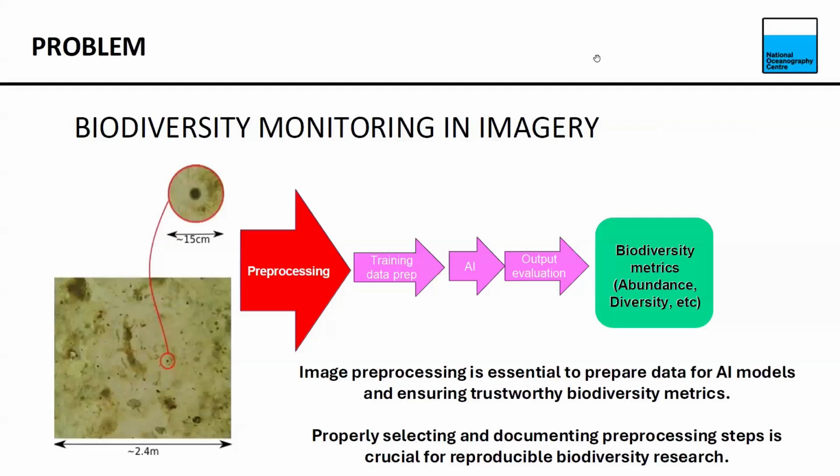My problem is that scientists want to do biodiversity monitoring in imagery. The scientists I'm working with are marine biologists. They want to collect image data and get some biodiversity metrics. But between that, you need to do a lot of image preprocessing to prepare the data for AI models. Image preprocessing is an essential step for ensuring the trustworthiness of the biodiversity metrics. Properly selecting and documenting preprocessing steps is crucial for reproducible biodiversity research.